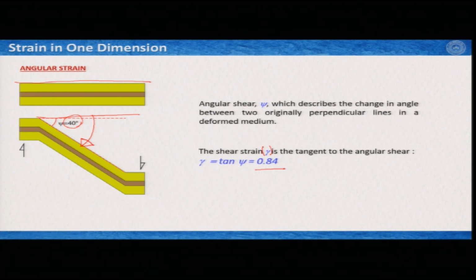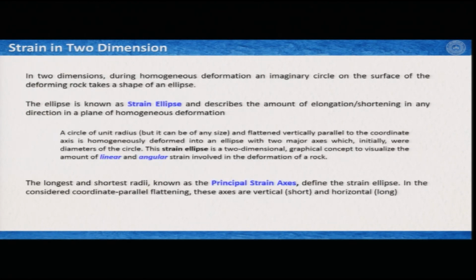Again, it is dimensionless. Now, if we look at strain in 2 dimensions, during homogeneous deformation, an imaginary circle on the surface of the deforming rock takes the shape of an ellipse. Now, this ellipse is known as the strain ellipse and describes the amount of elongation and shortening in any direction in a plane of homogeneous deformation. Now, we will see the descriptions of the strain ellipse in the following slides.